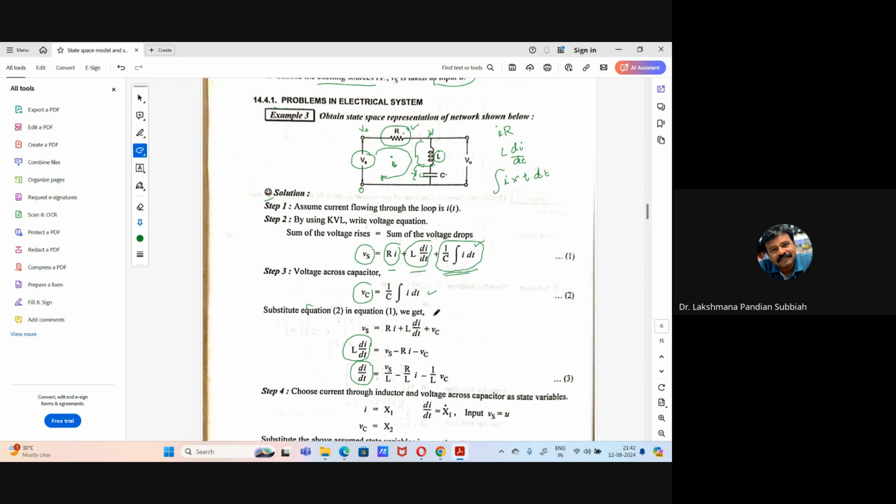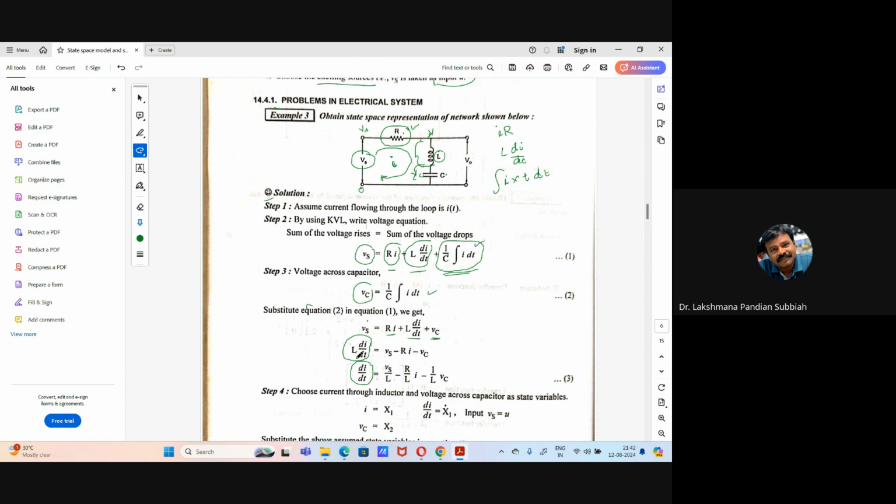So how do we get this? Vs is the total source, Ri is the voltage across the resistor, L dI by dt is the voltage across the inductor, and Vc is the voltage across the capacitor. So we are summing them up. Now Vc and I are variables, and Vs is considered as the input. So the input is Vs, and these two are variables.